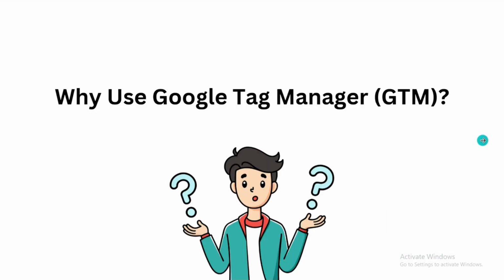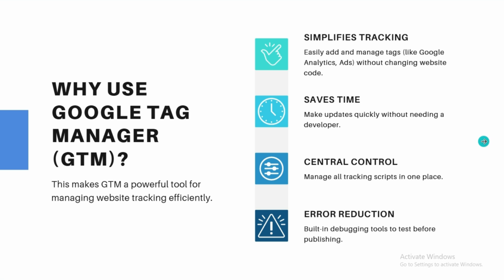Now let's talk about why to use Google Tag Manager. Why marketers should use Google Tag Manager: it simplifies tracking, letting you easily add and manage tags like Google Analytics and Google Ads without changing website code. It saves your time, making updates quickly without needing a developer, and you can manage all tracking scripts in one place. Also, error reduction: built-in debugging tools let you test before publishing. This makes GTM a powerful tool for managing website tracking efficiently.